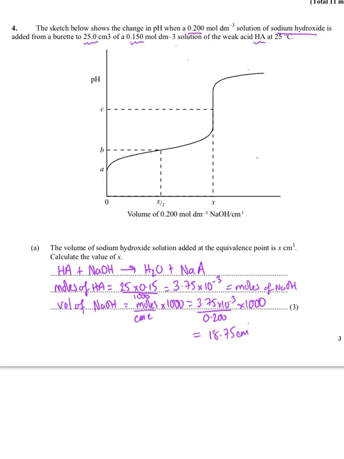18.75 centimetres cubed. This is a titration, so it should be recorded to 2 decimal places, as all titration volumes always are. You get 1 mark for working out the moles of acid, and you get a 2nd mark for getting the volume correct.